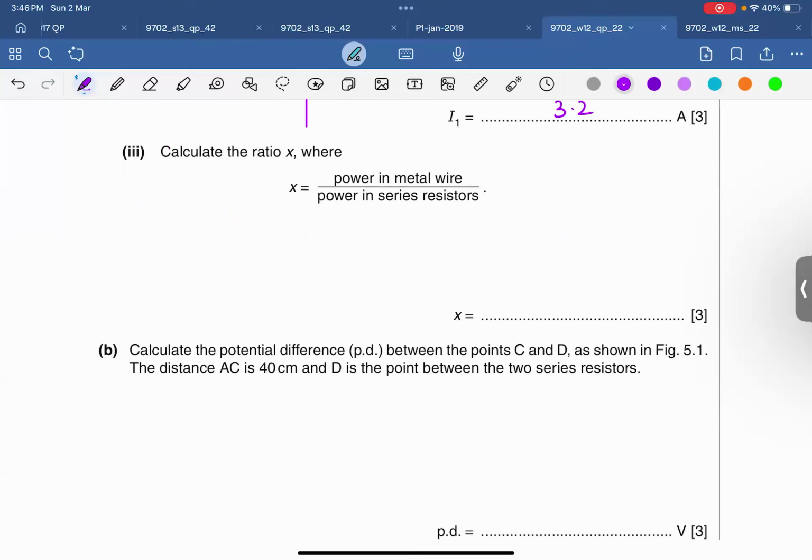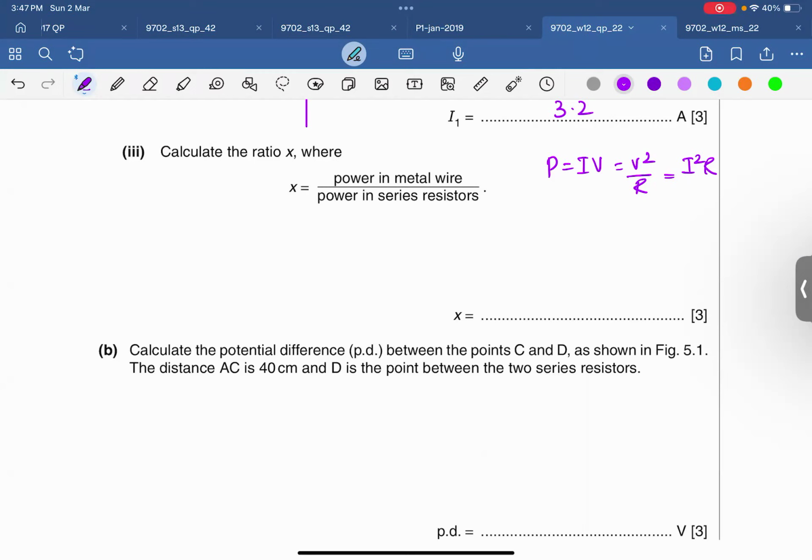Calculate the ratio x, where x is the power in the metal wire divided by the power in the series resistors. What's the formula for power you use here? Either IV, or V squared over R, or I squared R. Which one? Will it make a difference? Actually, no, but it will ease your calculation.